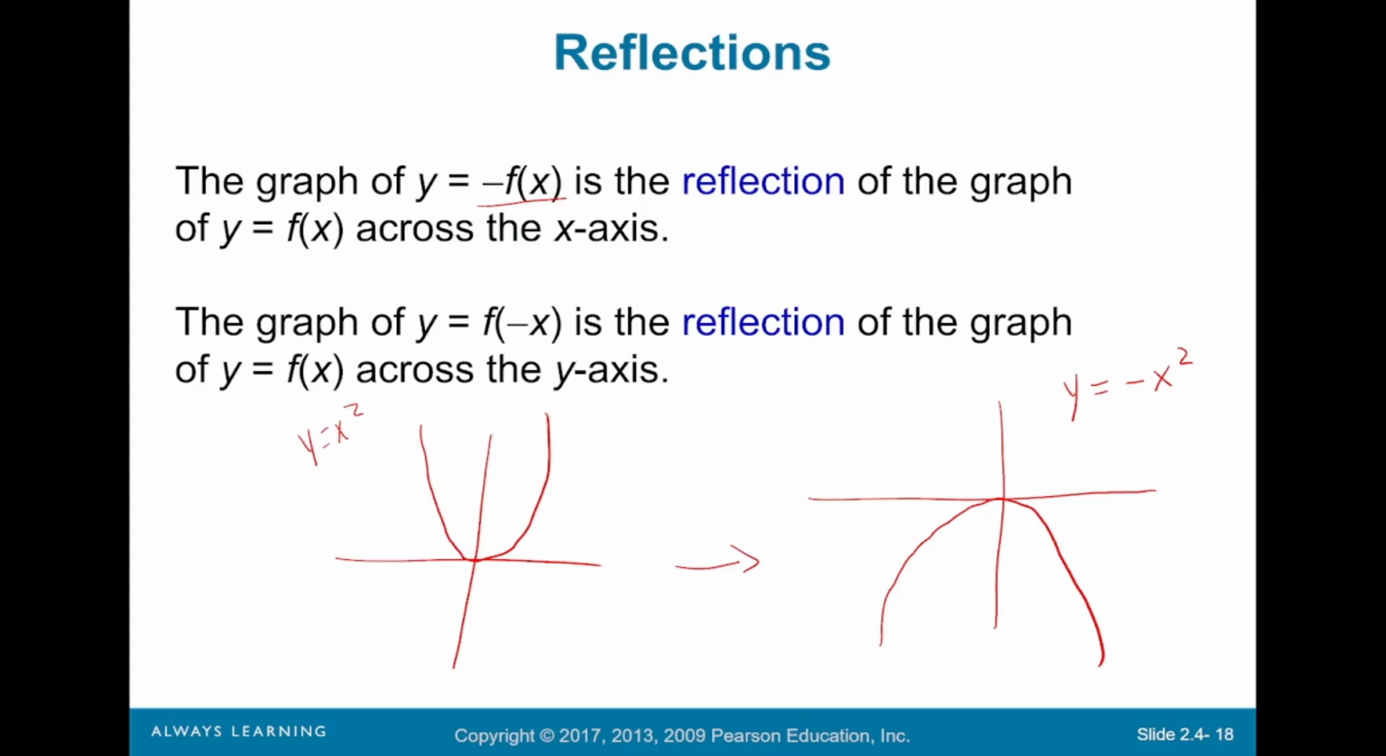Now, I can do the same thing with the y-axis, where I want to flip a graph over the y-axis, and all I have to do is put a negative in front of the x, but that has to be inside the parentheses.